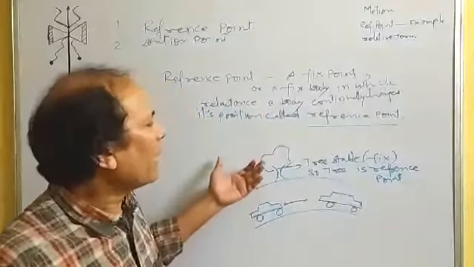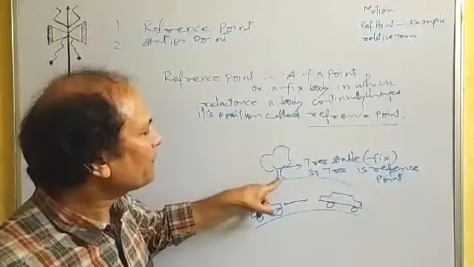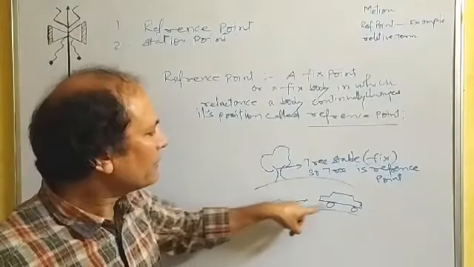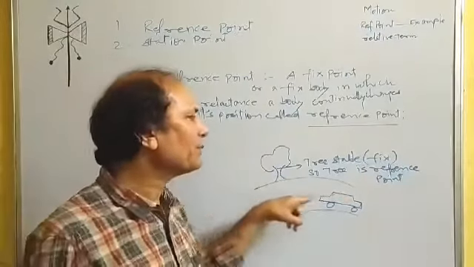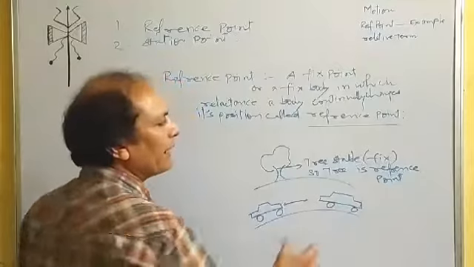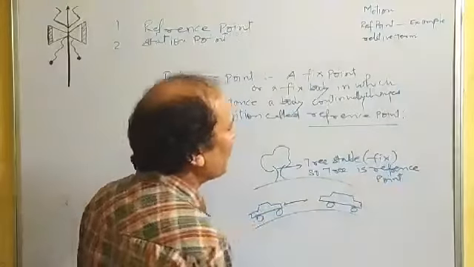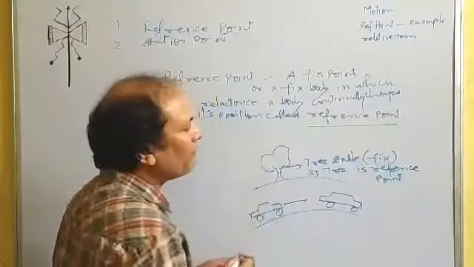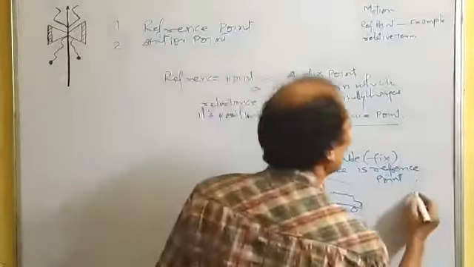Once again, now the tree is stable, which means the tree is fixed, and this car is continually changing its position. So we can say that the tree is a reference point for the car.